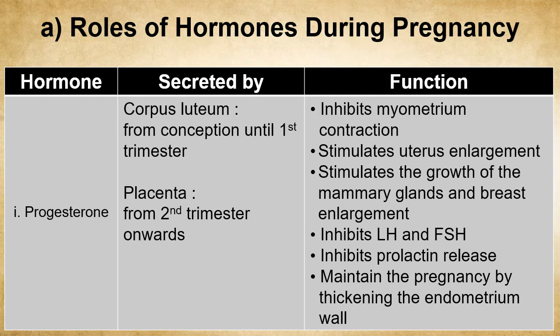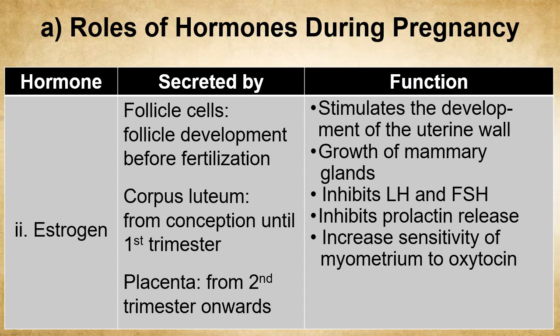The function of progesterone is to inhibit myometrium contraction, stimulate uterus enlargement, stimulate the growth of the mammary glands and breast enlargement, inhibit LH and FSH, so luteinizing hormone and follicle stimulating hormone, inhibit prolactin release, and lastly, maintain the pregnancy by thickening the endometrium wall.